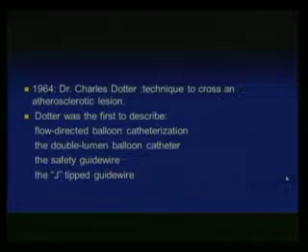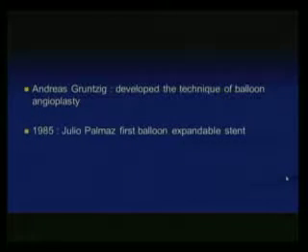And following that, everyone knows Dr. Charles Dotter in 1964. He demonstrated the technique to cross the atherosclerotic lesion. He was the first one to describe the flow-directed balloon catheterization, the safety guide wire, and the J-tip guide wire. Then following that, Andreas Gruntzig, he developed the technique of balloon angioplasty, and after that, Dr. Palmaz came with the first balloon expandable stent that was used in 1985.